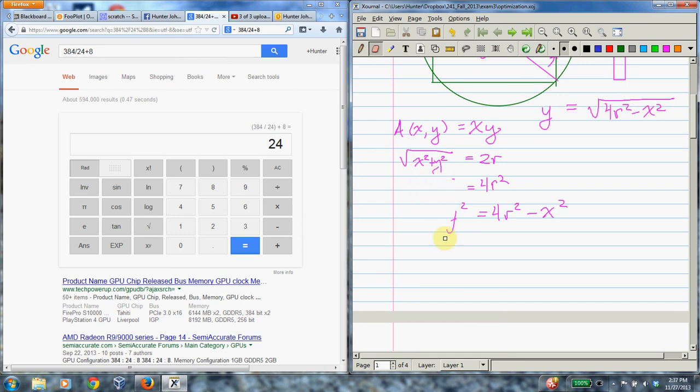Okay, so now I'm going to use that expression for y to rewrite the objective function in terms of a single variable x. So now area as a function of x is x times the square root of 4r squared minus x squared. And hold on to your hats, because there's going to be some brutal algebra here, and I'm actually kind of tired of making these videos, so maybe I'll go through it kind of fast. I don't know, but you should be able to do this.